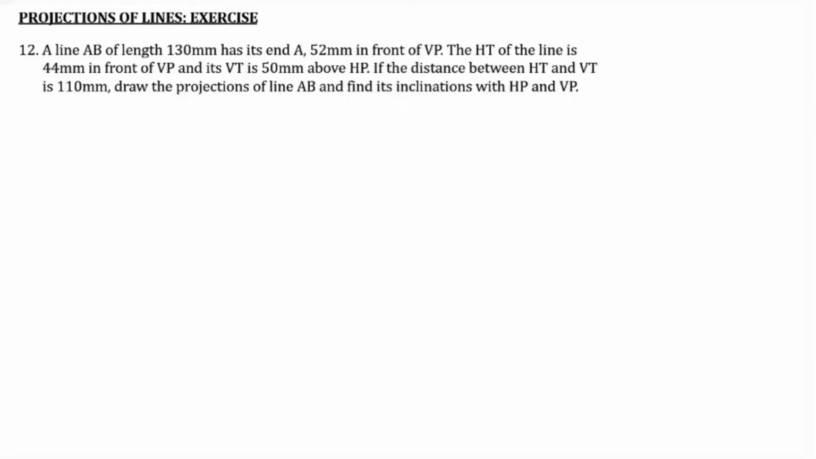So here the true length of the line is given, not the true inclinations. Only the true length of the line is given. Then the distance of one end from VP is given, the HT of the line is given, and VT is also given. And the distance between HT and VT is given. So note down the question, and then we can continue.